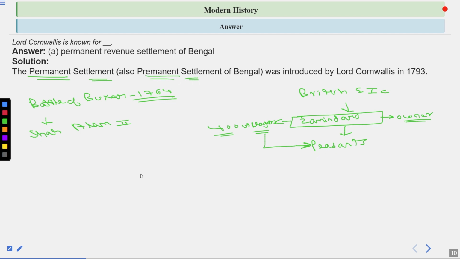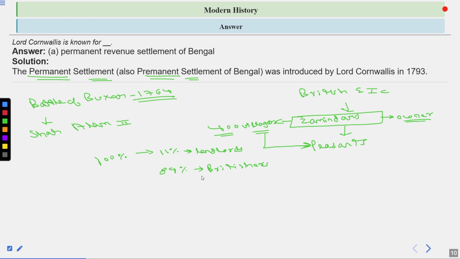Because that was fixed. That means out of 100%, 11% could be kept by the landlords, and the remaining 89% will be given to the Britishers. And that is fixed. If the zamindar had acquired 100 rupees, 11 rupees will be kept by him, and 89 rupees will be sent to the Britishers.